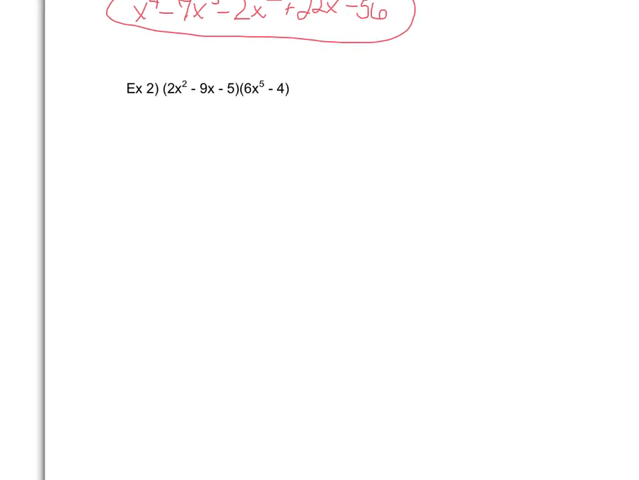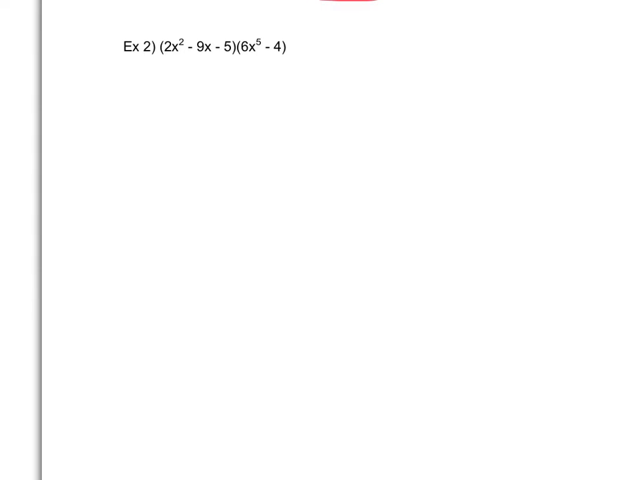Looking at example 2, and there are only 2 examples, so this will be a fairly short video, so please do make sure you're watching both. My option is to either distribute everything from the first into the second, or to go back and distribute everything from the second back into the first, and it does not matter which way you go.